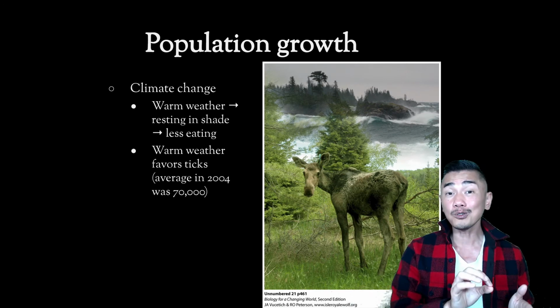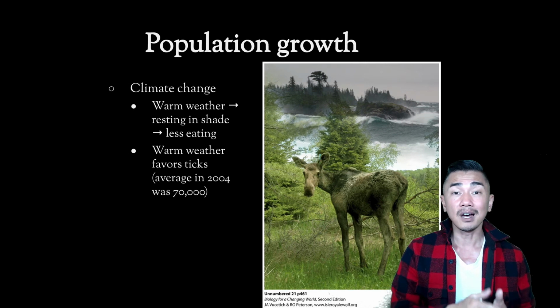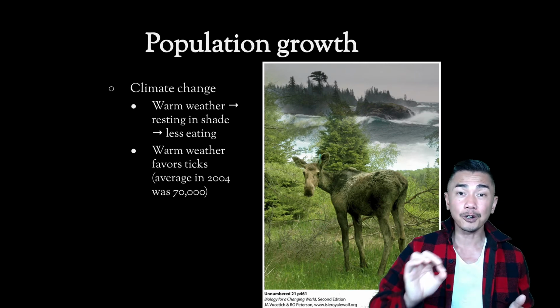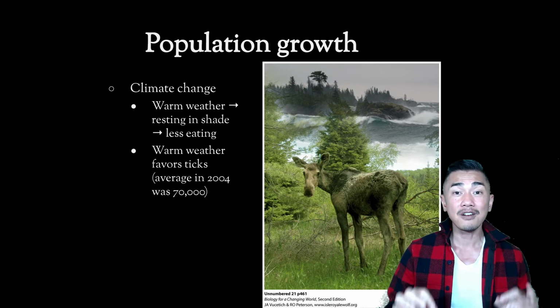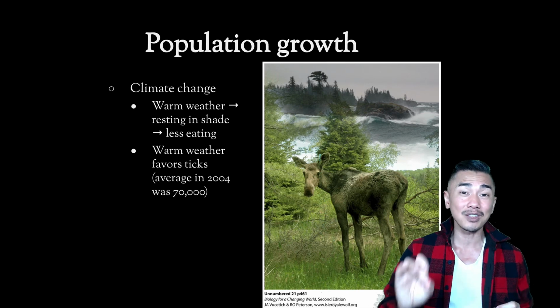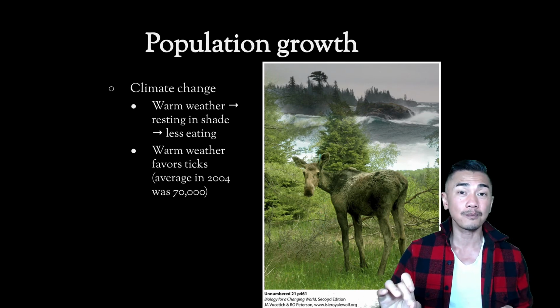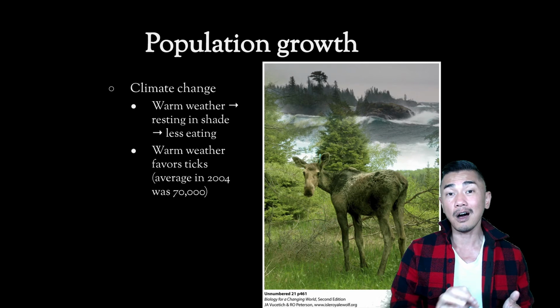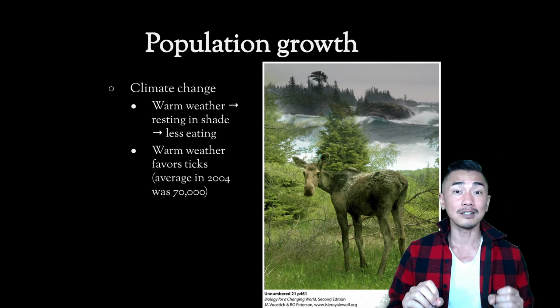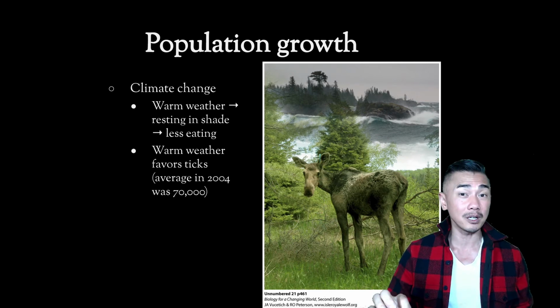Warmer weather also favors ticks. A study of moose on Isle Royale in 2004 found an average of 70,000 ticks per moose. These ticks feed on moose blood, affecting moose health and moose population growth.